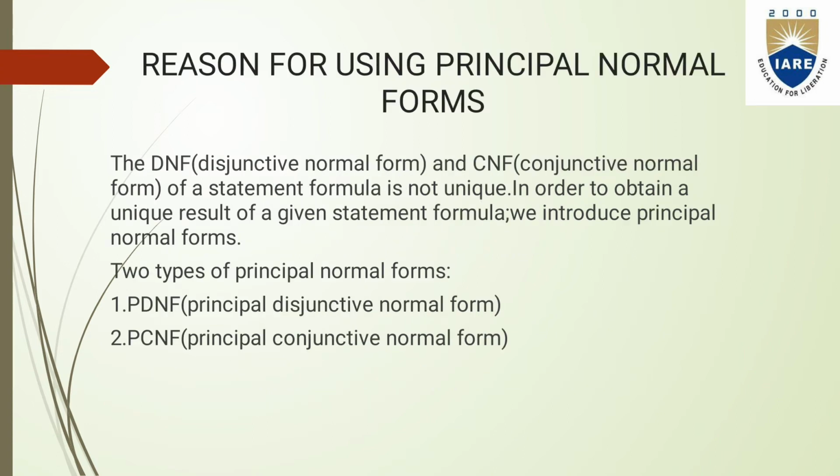Now, the reason for using principal normal forms: generally you can use the DNF or CNF methods to form normal forms, but we particularly use principal normal forms because in DNF and CNF you will not get unique values. So to get unique values, you are going to use these principal normal forms. The DNF and CNF of a statement formula is not unique. In order to obtain a unique result for a given statement formula, we introduce principal normal forms. There are two types of principal normal forms: PDNF, that is principal disjunctive normal form, and PCNF, that is principal conjunctive normal form.